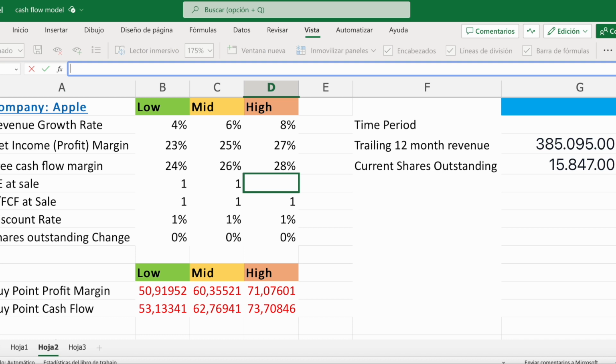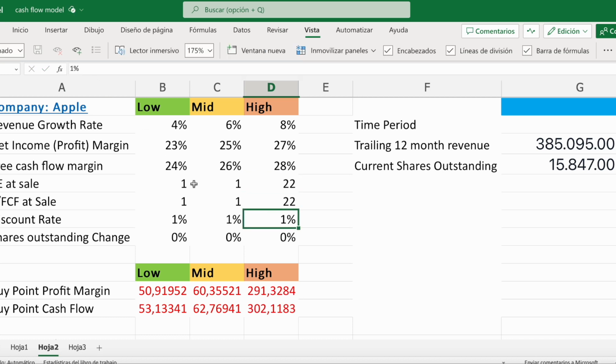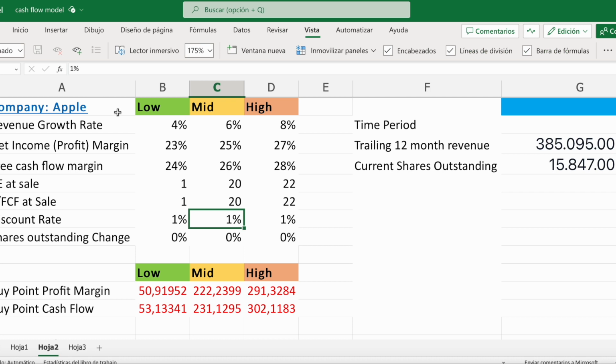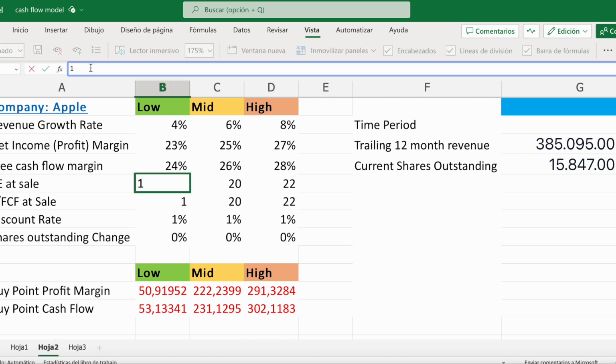And on my high assumptions, if they manage to grow 8%, I'm gonna put a 22 PE and a 22 price to free cash flow. On my middle assumptions, I'm gonna go with 20. And on my low assumptions, even though they are only going to grow at a 4% rate, Apple is still an amazing company, so I'm gonna go with 18.